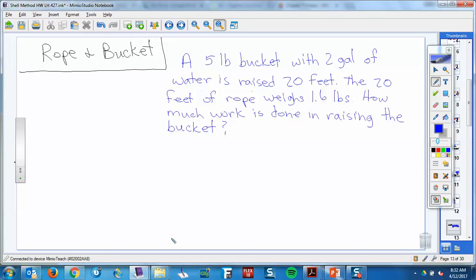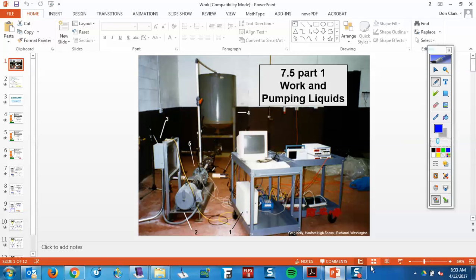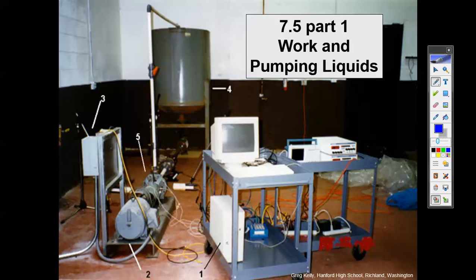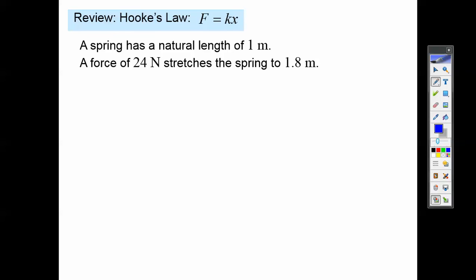Rope in a bucket. A 5-pound bucket with 2 gallons of water. I have a PowerPoint here, but I'm not sure. Let me go through this and see if I'm missing anything here. It's got pretty good pictures. Okay, so here's their example.